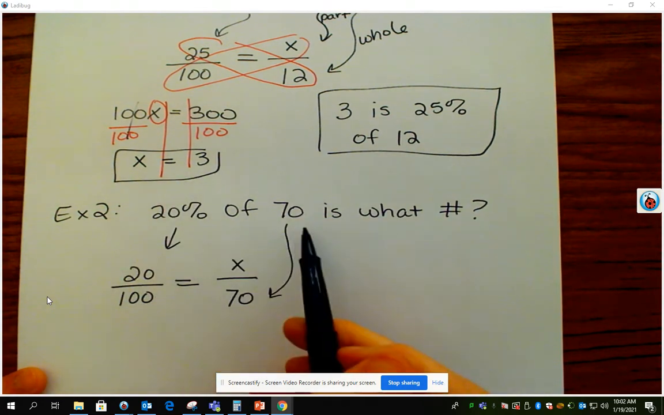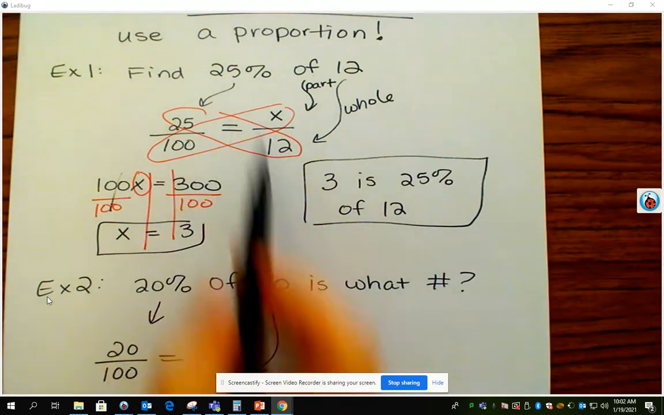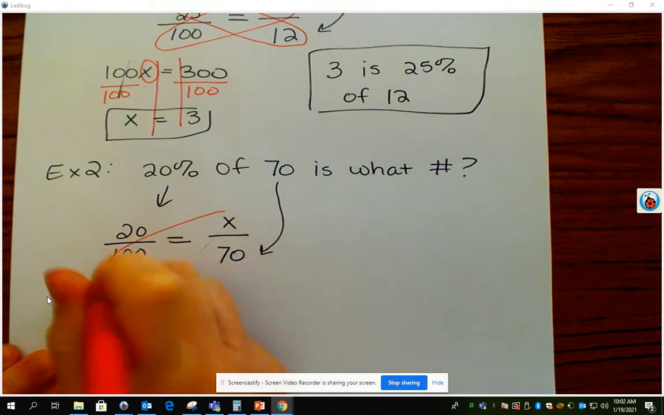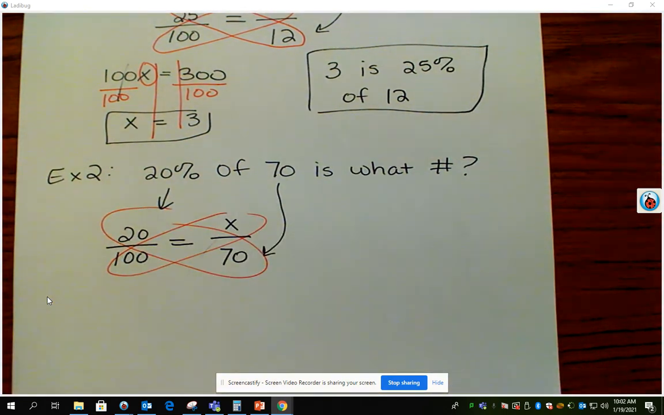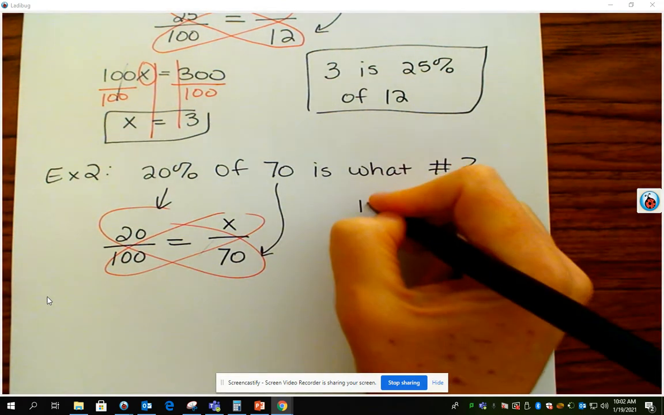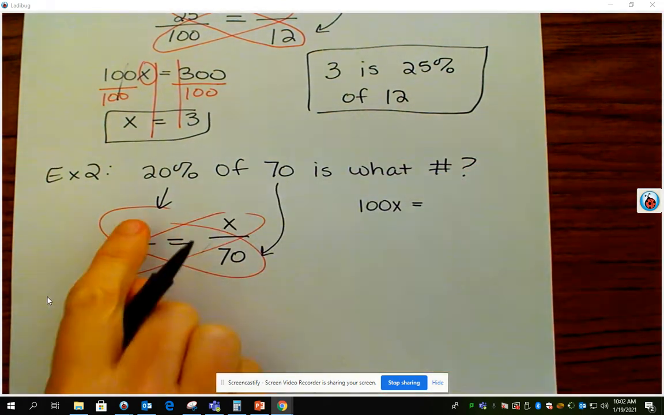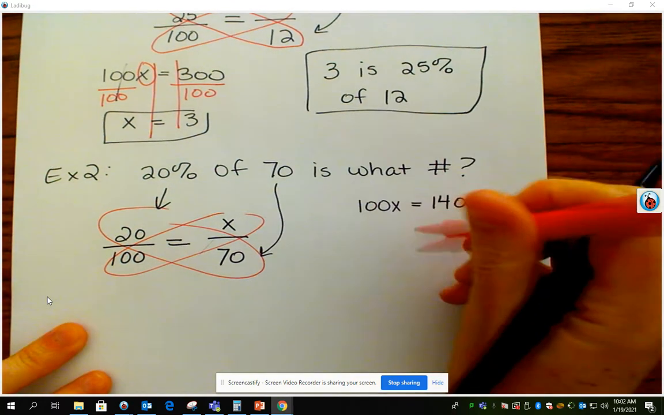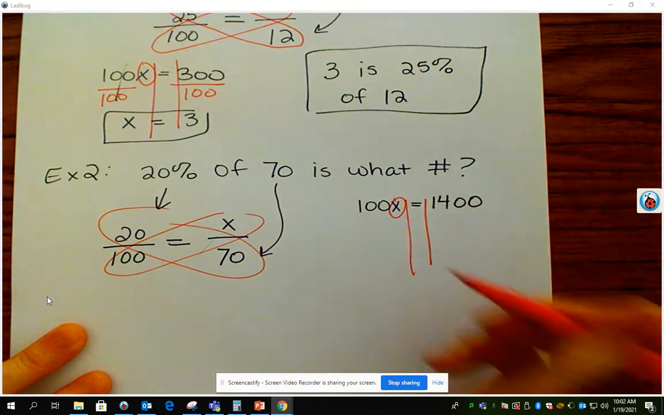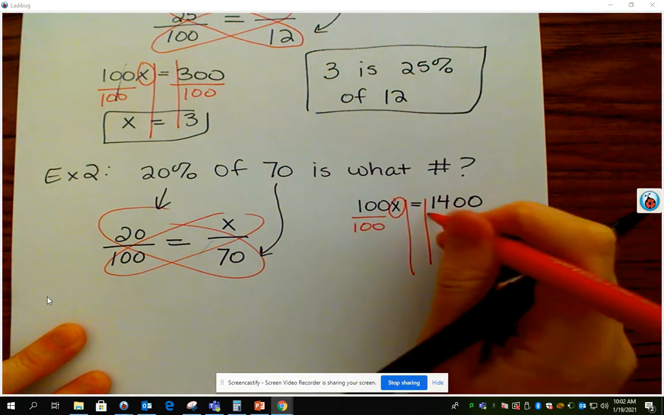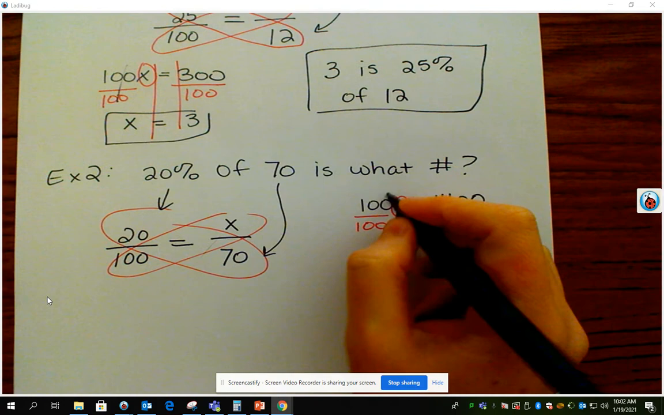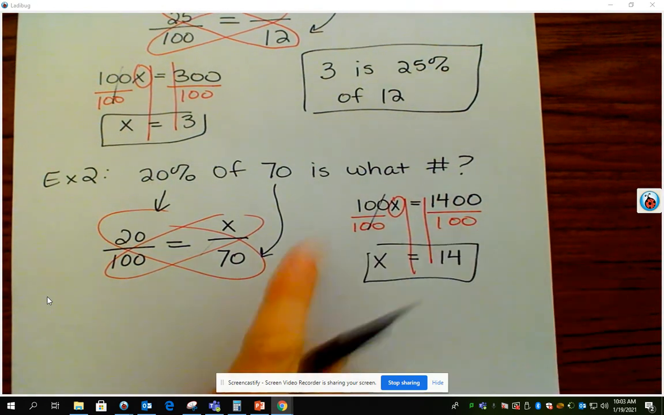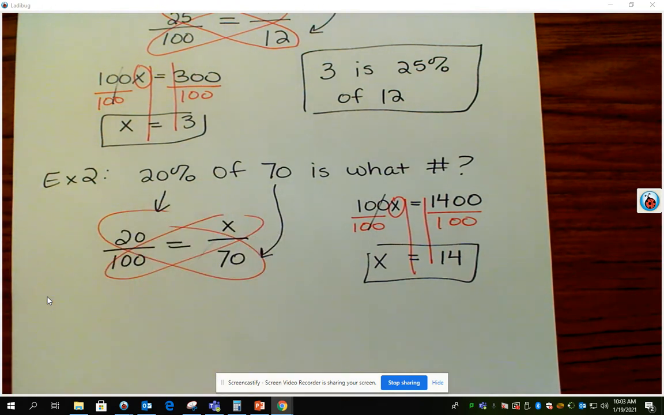So this one, even though it has different wording than this one, it's set up the same. You just have to read carefully. So then we cross multiply. So 100 times x equals 20 times 70 is 1400. And then we divide to solve for x. We can divide by 100. Okay, so that means x equals 14. So 14 is 20% of 70.